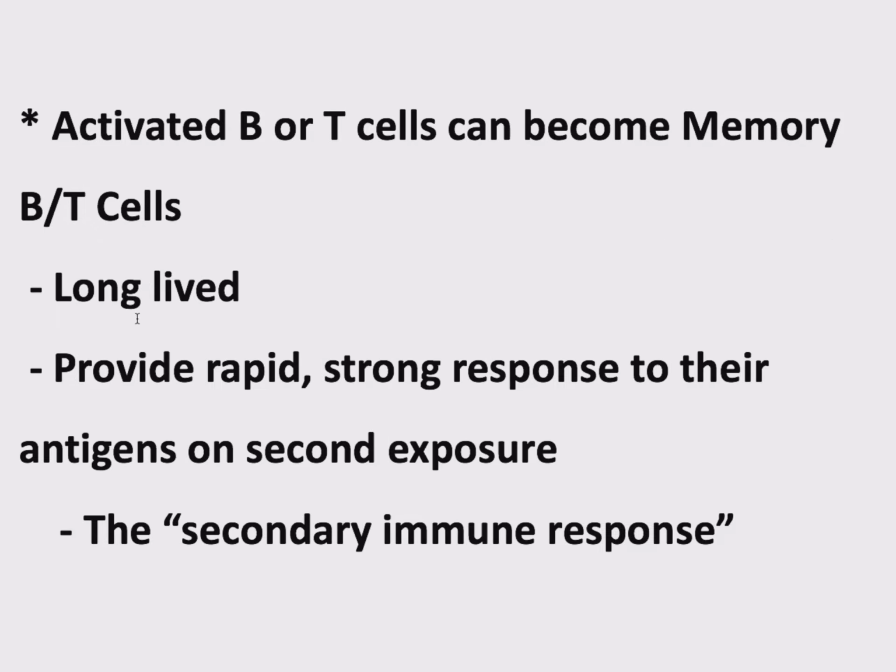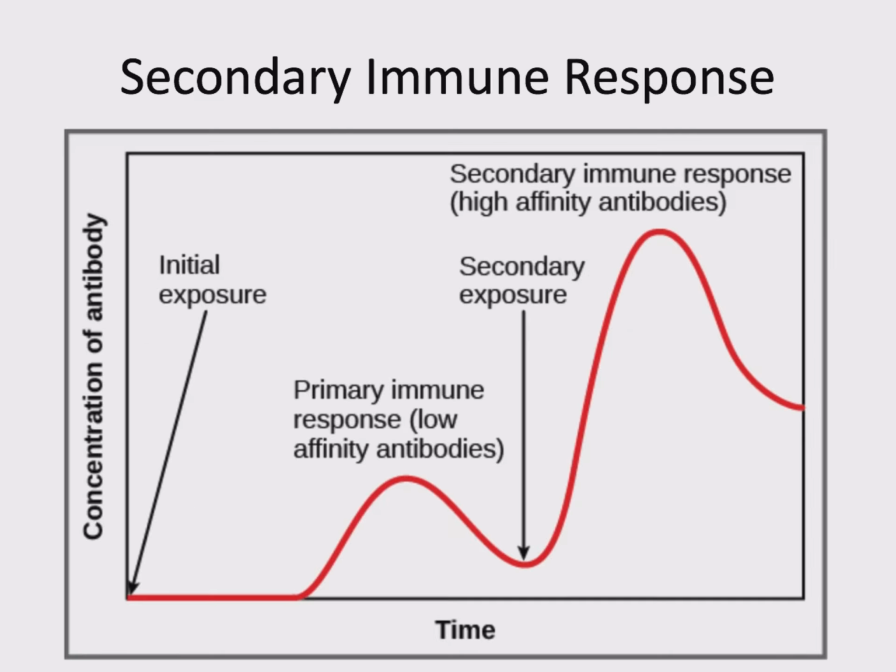Memory cells are incredibly long-lived. We're talking years, sometimes decades. That's a much longer lifespan than a normal B or T cell. And what these memory cells do is they help fight against that pathogen if it comes around a second time. So I think the best way to see this is in graph form. This is just looking at memory B cells, but you would see a similar thing in memory T cells, because this is looking at concentration of antibody.